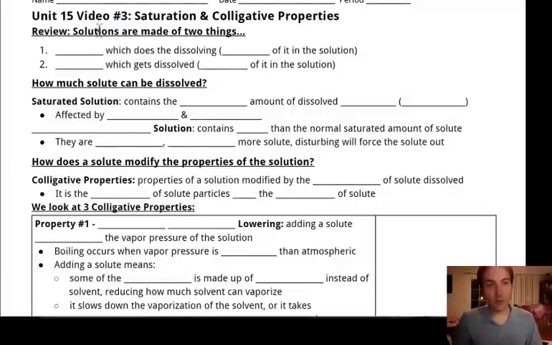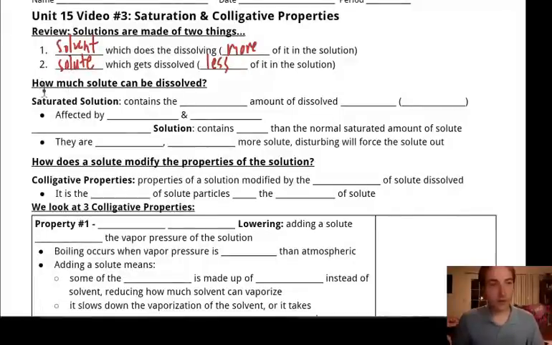Now remember, this unit's all about solutions, and solutions are made up of two things. First of all, you have your solvent, right? And solvents are the things that do the dissolving. You generally have more of them in the solution. And then you have your solute, and remember, your solute is the thing that gets dissolved. You have less of it in the solution. So this is just to review the two parts of any solution. We're going to talk about these as we move forward.